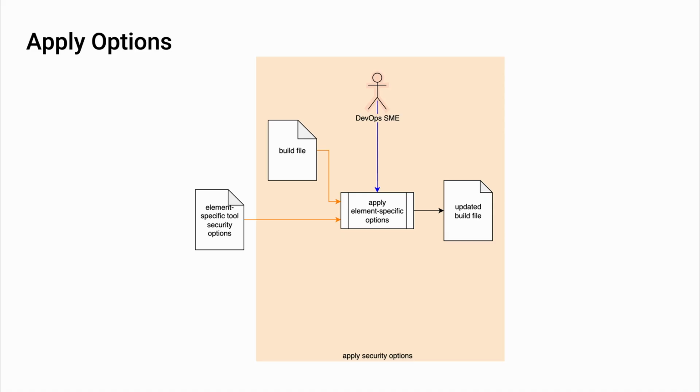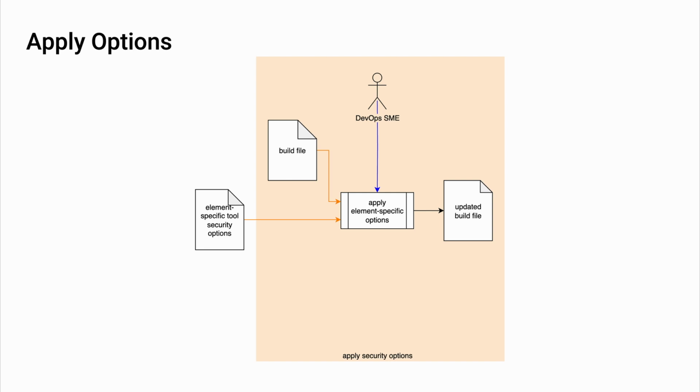Once we have the element-specific tool security options, our next activity is to apply those options. This is a task that is typically done by the DevOps SME, who owns the build system. We're going to take the build file and the element-specific cybersecurity options and apply the identified options, yielding an updated build file. This closes the loop in terms of going from possible security options to actually implemented security options.